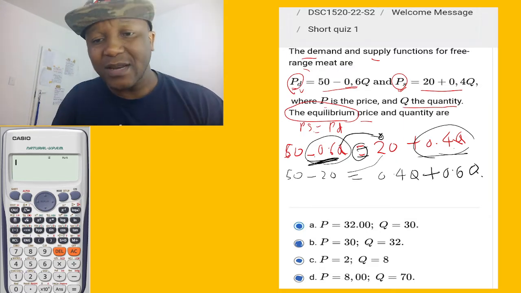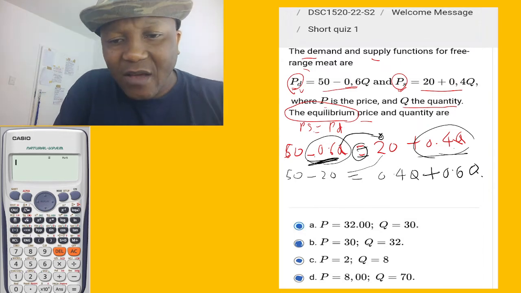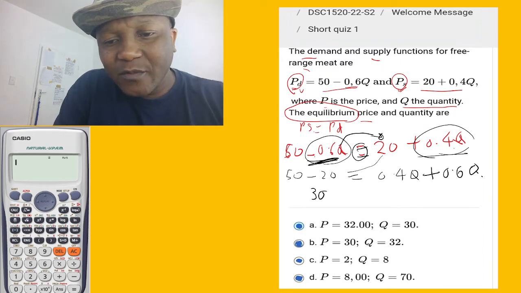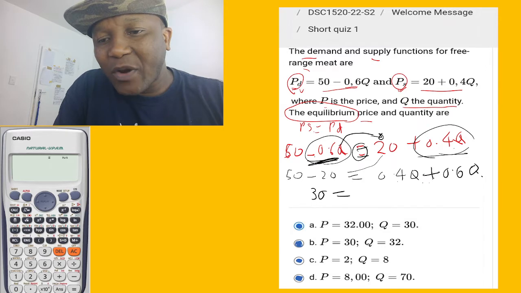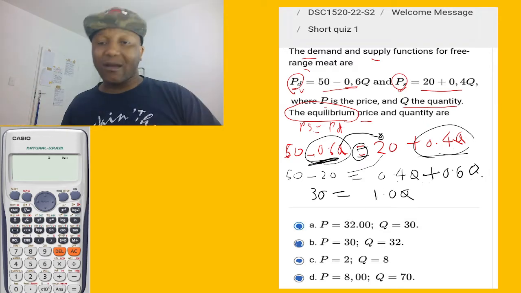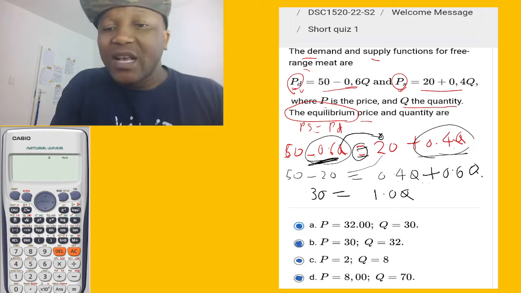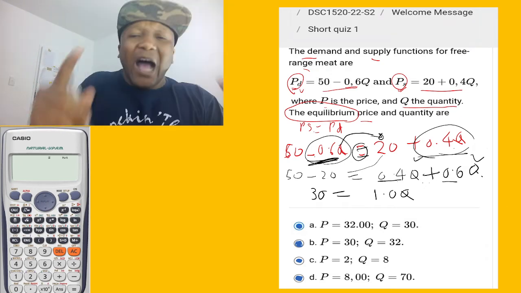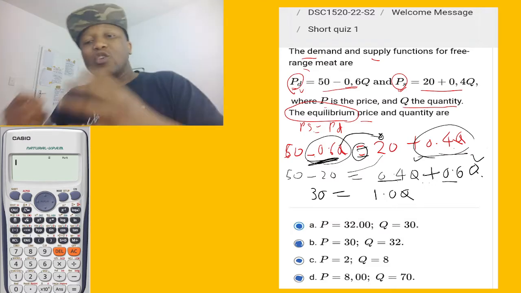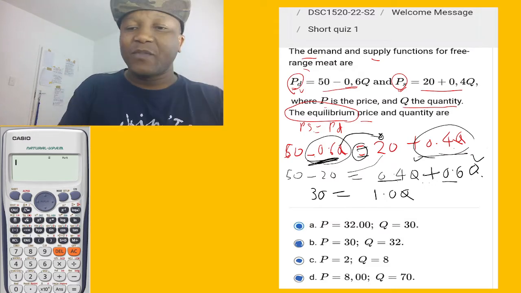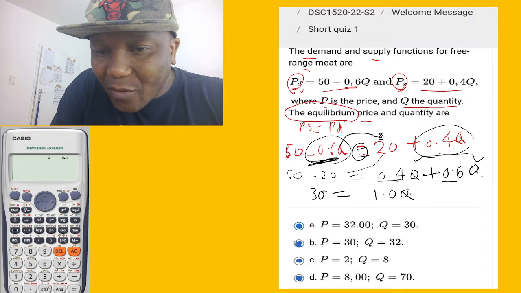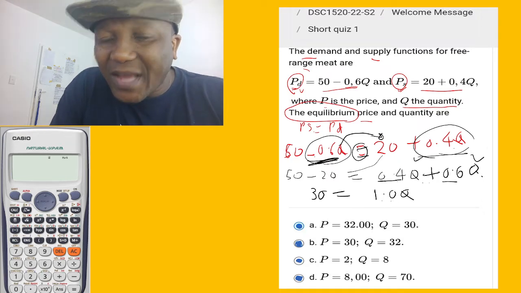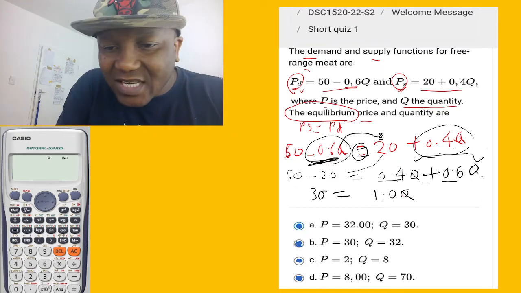So what we're going to do now then, put them together. Now, 50 minus 20 equals 30. Now, 0.4 plus 0.6 is going to be 1.0Q. You can use a calculator, 0.4. Okay, since these are Q, just take 0.4 plus 0.6 because they are like terms. You only group together the like terms. So 1.0Q equals 30. Since I want to get the value of Q here, I just need Q alone.